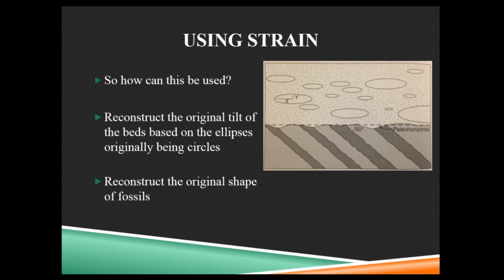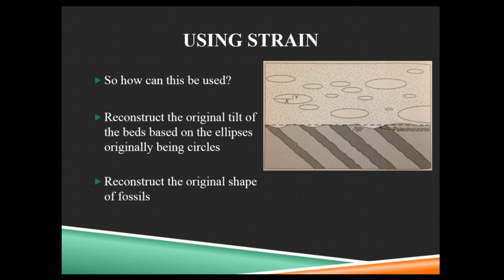Well, one of the things we can do is use it to reconstruct the original tilt of beds based on ellipses that used to be circles. How do we know they used to be circles? Well, there are certain concretions and certain fossils, for example, that always form in circular or spherical shapes. I say spherical because when you cut through it, of course, you're seeing a circle.